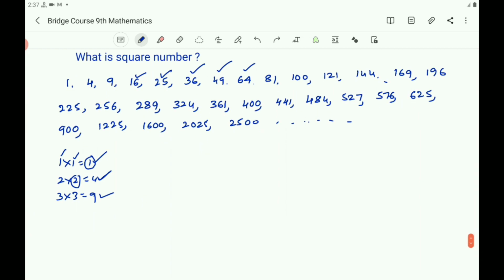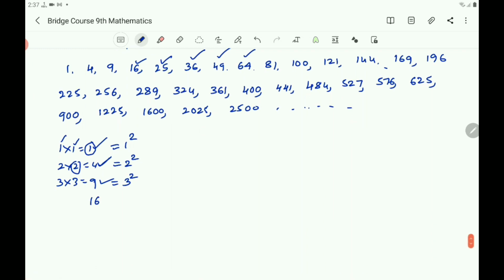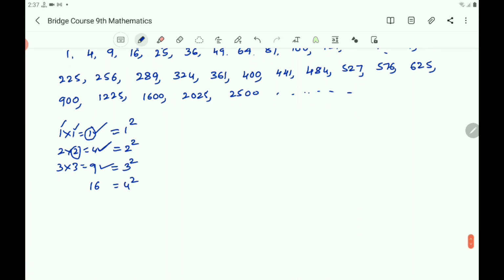And you can express the square number in the form of n square. Here you can say that 1 is 1 square. 4 is 2 square because it is a product of 2 and 2. And also 9 is 3 square. Similarly, you can express 16 as 4 square. If m is a square number, you can express it as n square, where m is a product of n with n. So here, m is a natural number. A natural number m can be expressed as n square, where n is also a natural number. Then m is a square number.